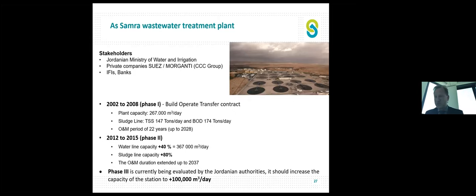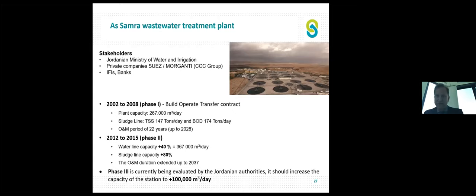I think the Jordanian authorities continue to believe it is an excellent plant, and hence we are currently in discussions with them, potentially talking about making another extension of 100,000 cubic meters per day to the plant, as the population continues to grow, as wastewater produced in Amman continues to increase.